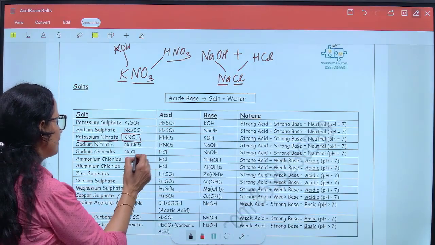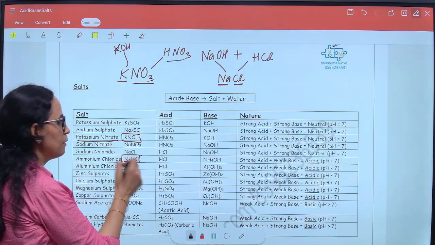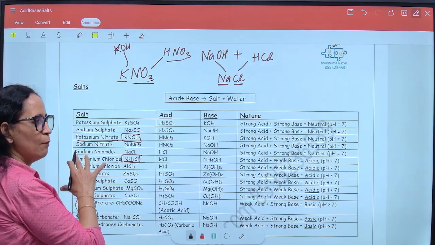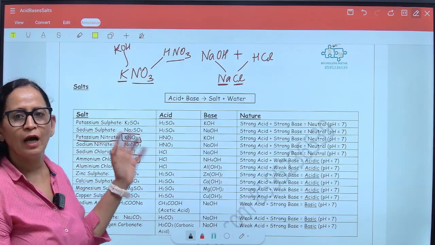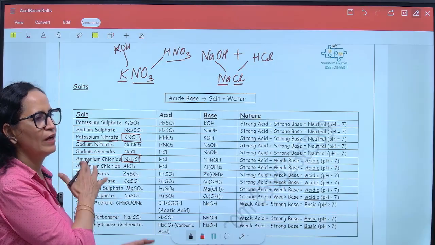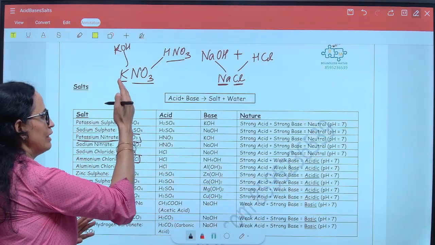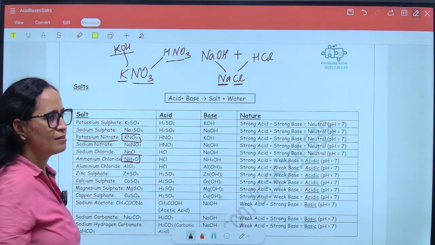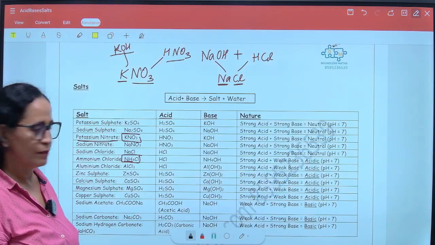For example, it is NH4Cl. Again, with the cation, put OH: ammonium hydroxide. With the anion, put H plus: hydrochloric acid. So you need to understand how to identify the parent acid and base. With the cation, use the OH ion, it gives you the name of the base. With the anion, put the H plus ion, it gives you the name of the acid, right?